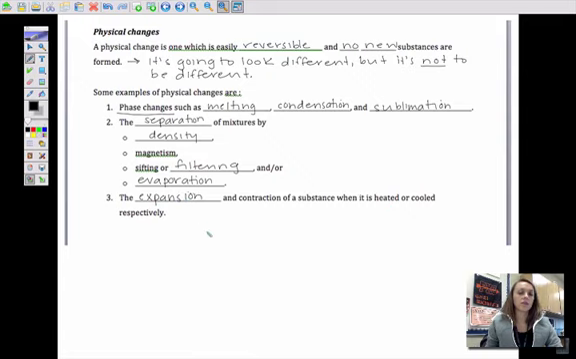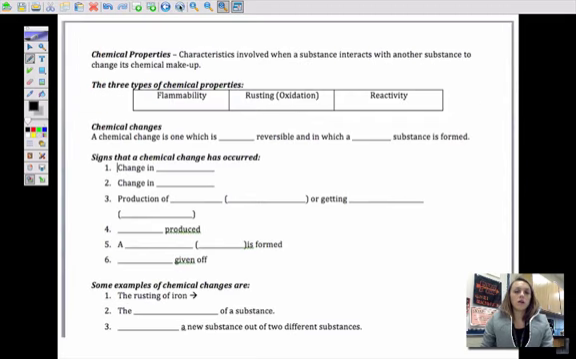The third one is the expansion and contraction of a substance when it's heated or cooled. So like the size would change, but then if it's cooled again, it would go back down. So it's still the same object and still the same physical properties, but it's not a new thing. It would just look bigger.